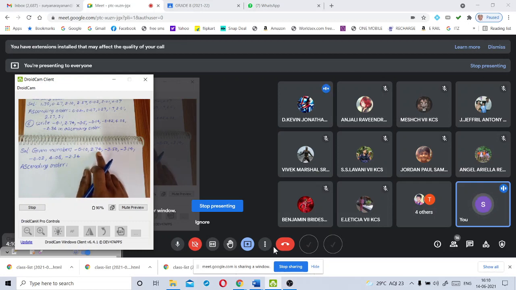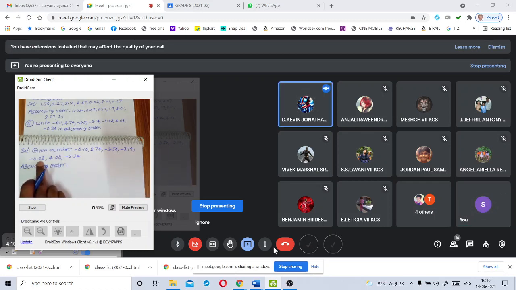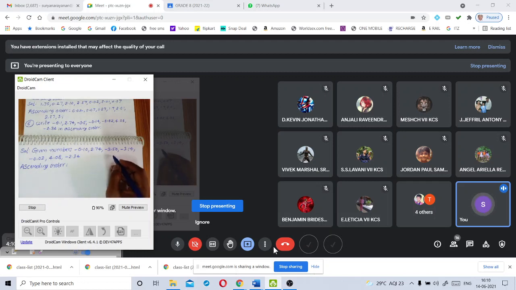By ignoring the decimal point here, what will you get? 274. Here minus 350. Minus 314. Minus 2. 408. Minus 234. Otherwise, you can write them in rough work also. For our convenience, I am writing here in rough work.